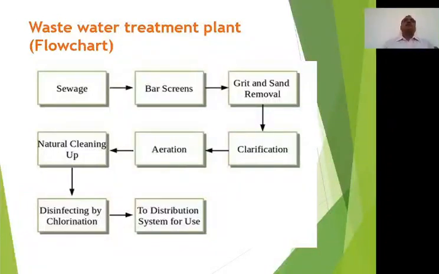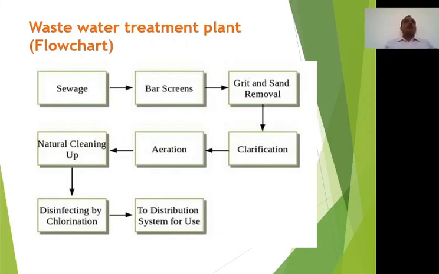Here is the flow chart for whatever we have discussed in brief. Here, sewage water will transfer to the next step, that is a bar screen. From the bar screen, water will be transferred to the grit and sand removal tank. From the sand removal tank, water will transfer for clarification. After clarification, water is transferred to another tank for aeration. After aeration, water is transferred for the natural cleanup, that is in the river, groundwater, oceans, etc. Then sometimes water needs to be disinfected by adding chlorination, and then the water goes to the distribution system for use.